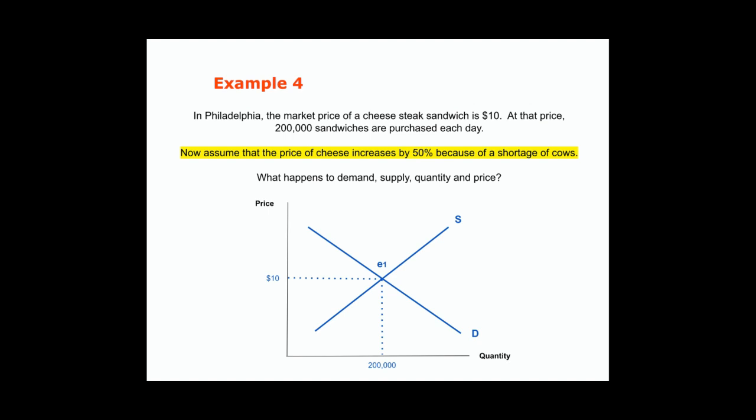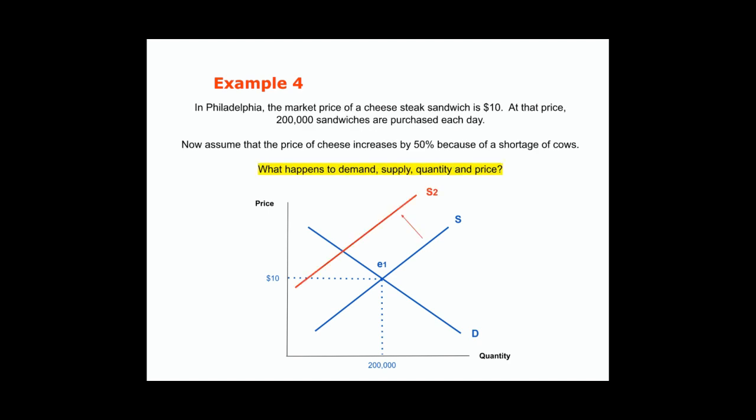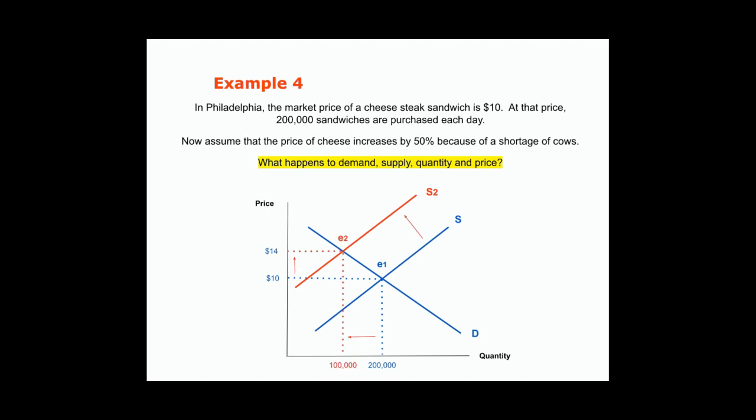If the price of cheese increases, well, cheese is a factor of production for the product Philadelphia cheesesteak. When the price of a factor of production increases, supply decreases. Suppliers can't supply the same amount at the same prices. So supply decreases. And we see the curve shifts to the left. We have a new equilibrium point E2, which represents a lower quantity and a higher price.